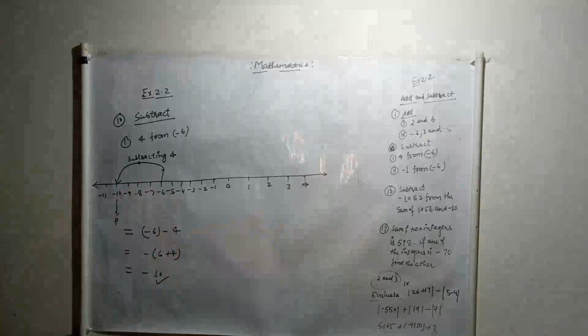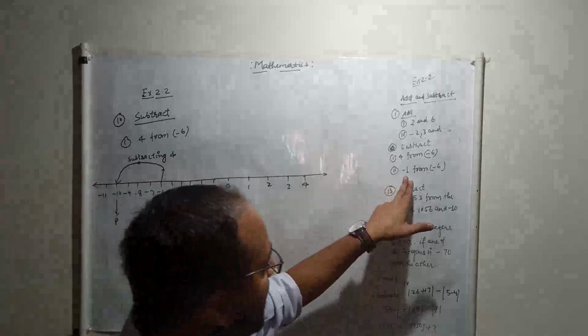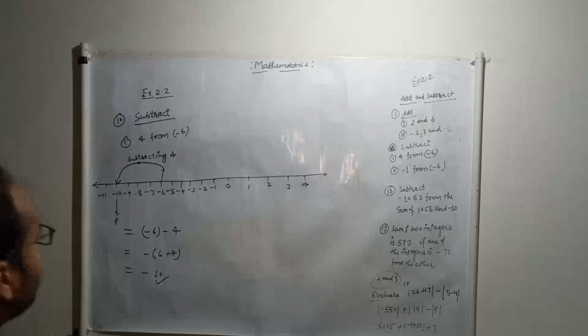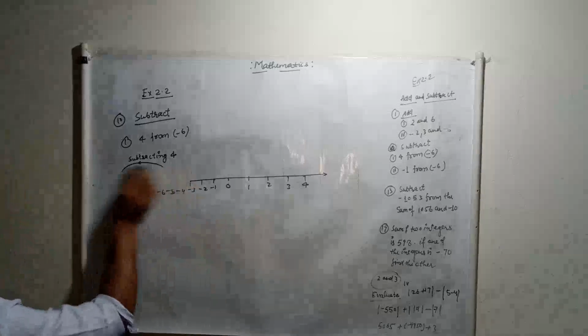One more question I am going to discuss. Minus 1 from minus 6. How to do this one? Question number 2. Subtract minus 1 from minus 6. Both are negatives. So listen, students.